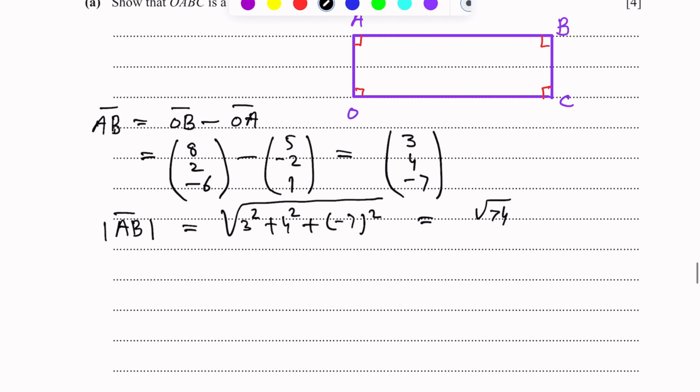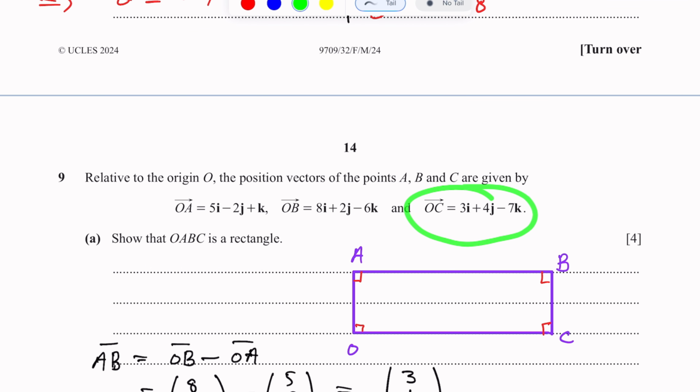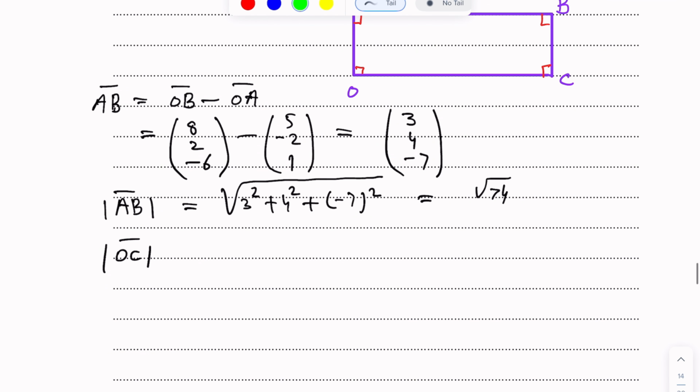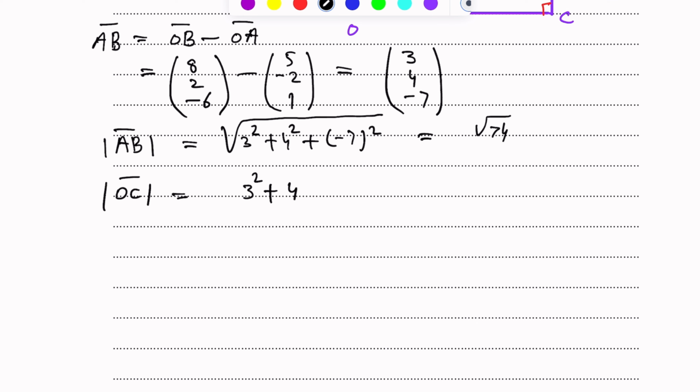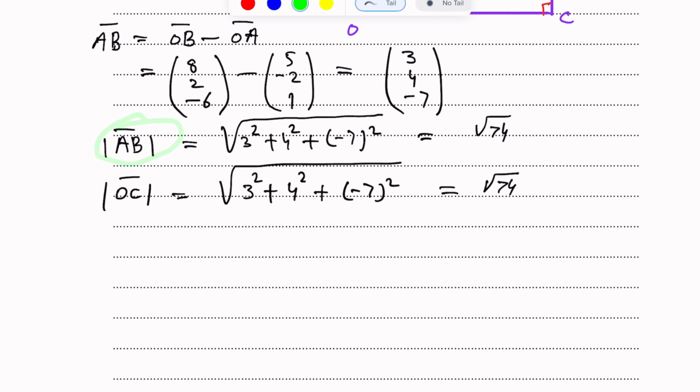In the same way we will find OC. The OC vector is given, and we find its magnitude. The magnitude of OC is the square root of 3 squared plus 4 squared plus minus 7 squared. Again we get root 74. Clearly the lengths of AB and OC are equal. AB is equal to OC.